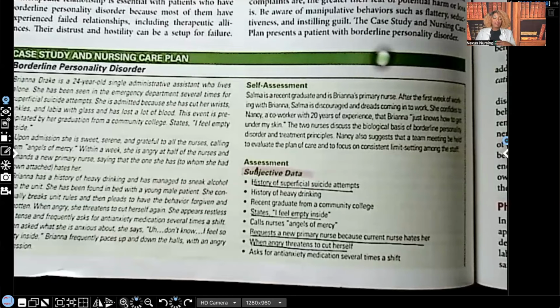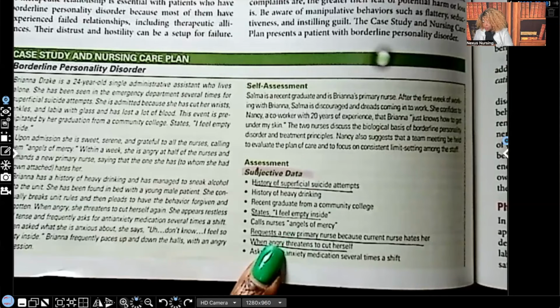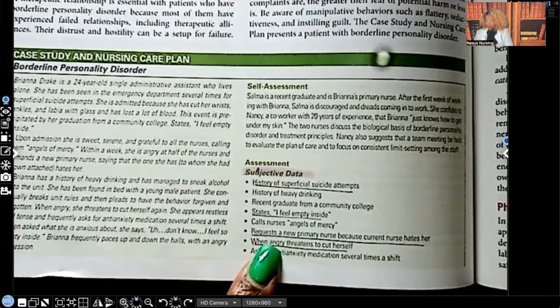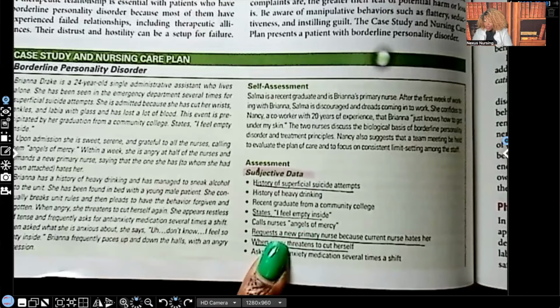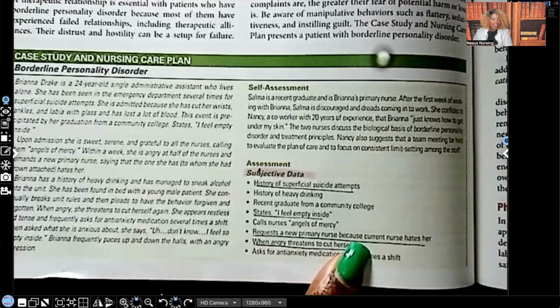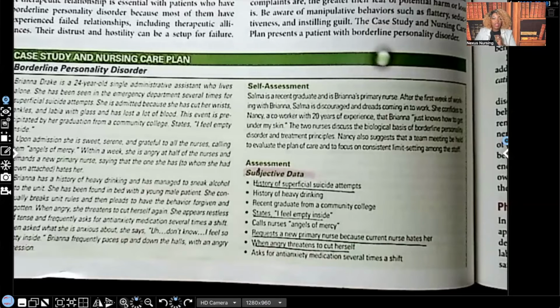Them feeling empty inside, that's what leads them to those self-mutilating behaviors. Calling the nurses angels of mercy. Remember that splitting behavior, you're all good or you're all bad. Requesting a new primary nurse because current nurse hates her. They do this a lot. You are the best nurse in the world until you don't give them what they want. All of a sudden, you're the worst nurse. You're abusing them. They'll accuse you of things, okay?